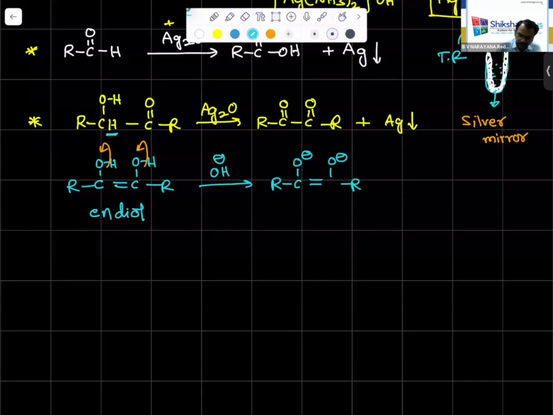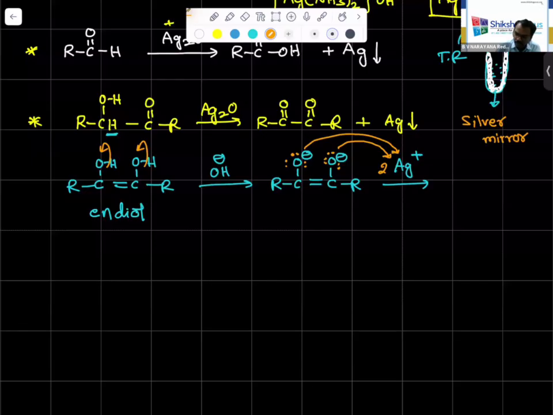And next one is silver metal. Actually, it is silver ion. Oxygen atom carries 3 lone pairs. Now oxygen donates an electron to this silver. Now one more oxygen donates 1 electron to another silver.